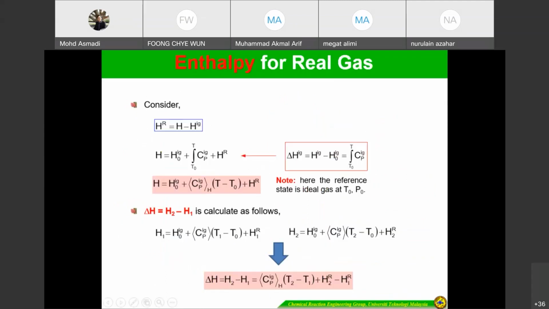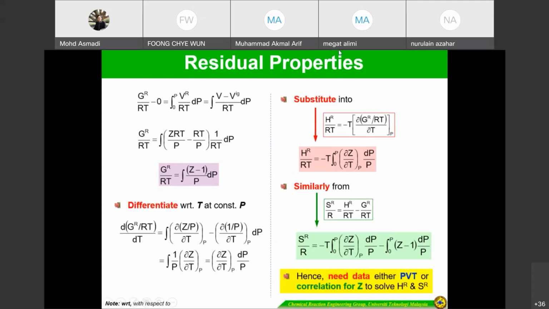Our problem is how to determine this one: delta P, delta Z, delta T, dP, this one also. That is why I told you this is the graph method. I just call it the graph method because you need the data.